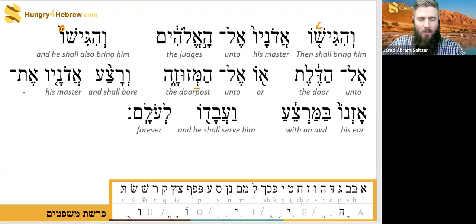Va'avado leolam. Excellent. Vehigisho Adonav el ha'elohim. Vehigisho el hadelet o el hamezuzah. Veratza Adonav et ozno b'martzea va'avado leolam.